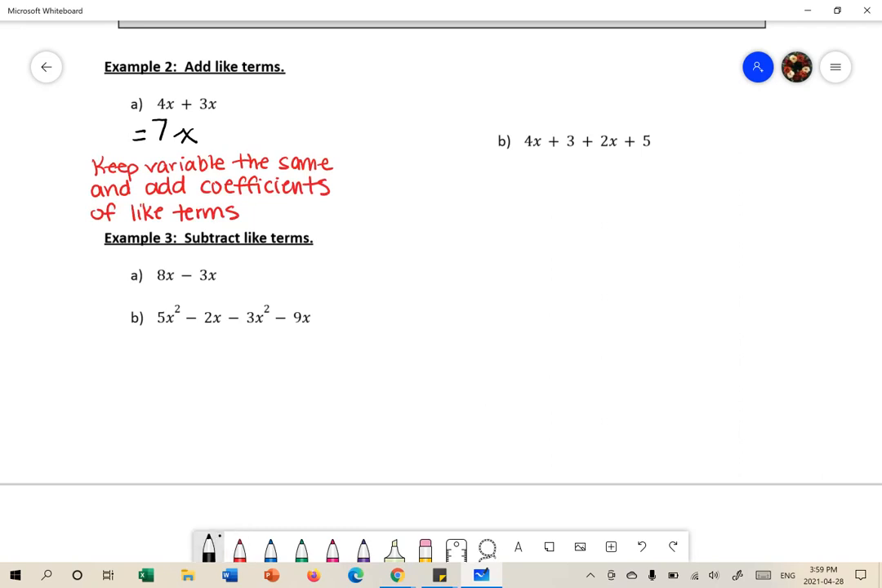B. 4x plus 3 plus 2x plus 5. Not all of these terms are like.